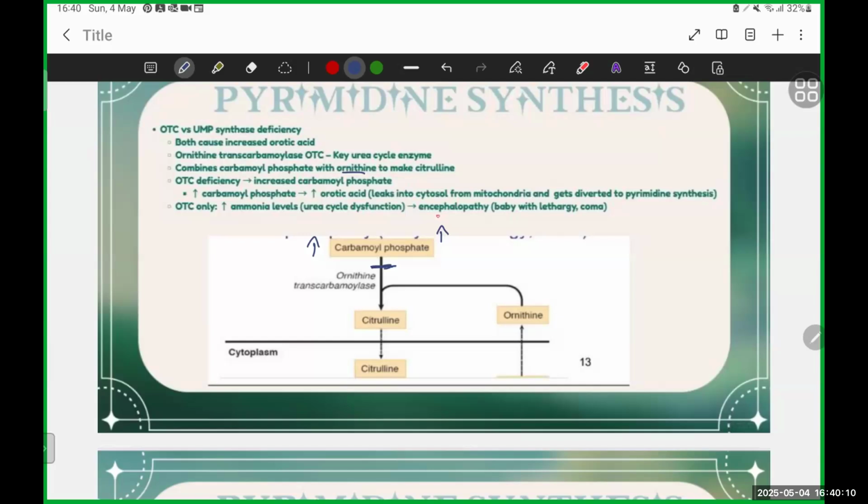So you have encephalopathy, which is a lethargic baby, always tired and comatose. And obviously you have increased ammonia levels. I'm not really going to go into the whole ammonia thing because that was in the urea cycle itself. And then eventually there's a problem with the brain and stuff.